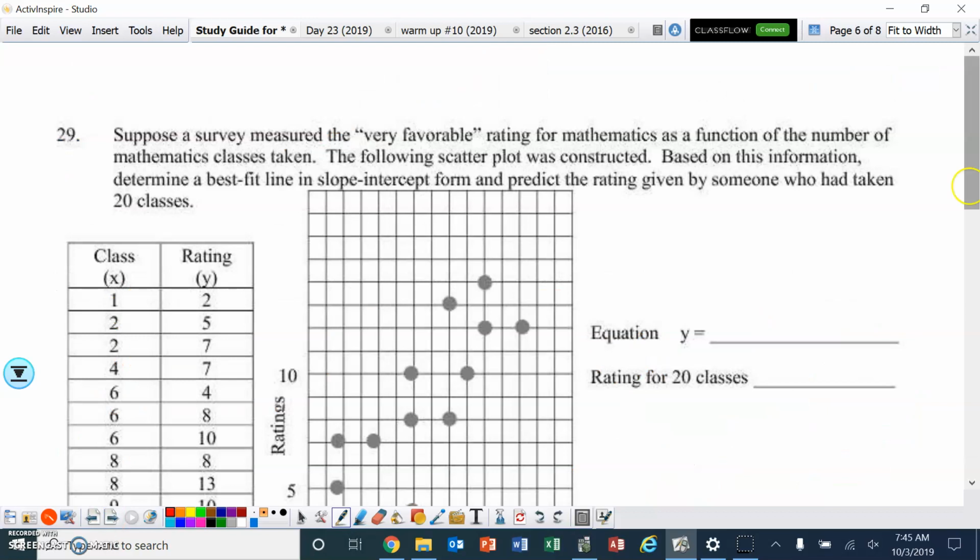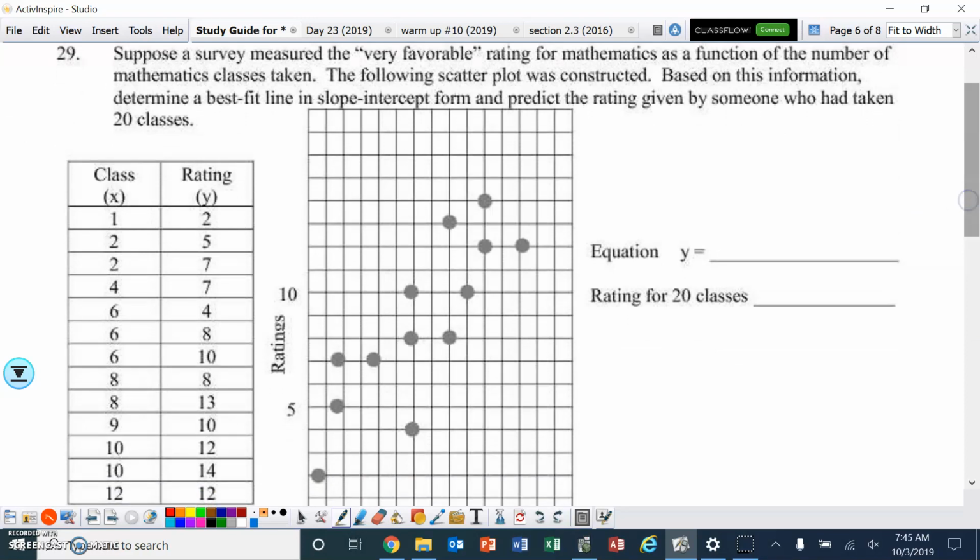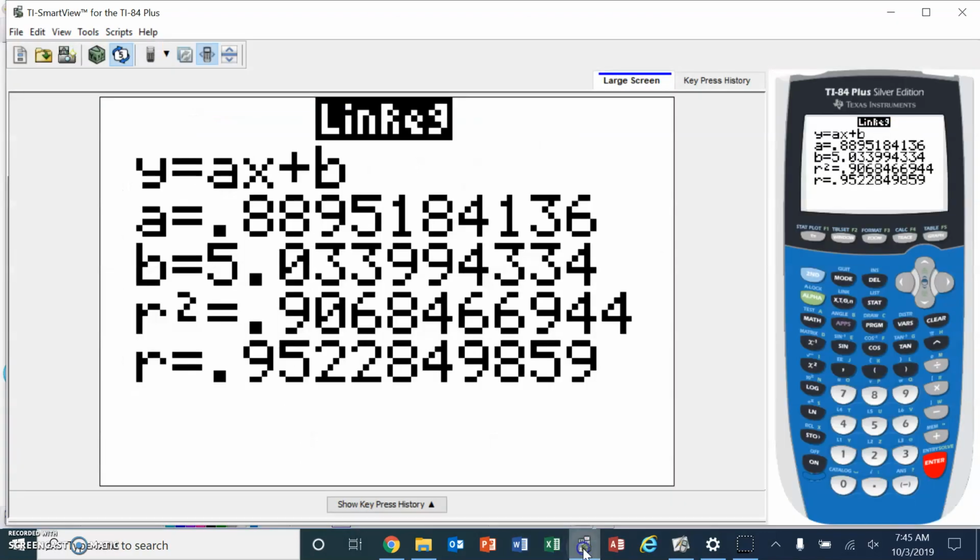All right, so here we're given a bunch of data. Suppose a survey measures the very favorable rating of mathematics as a function of the number of mathematics classes taken. The following scatter plot was constructed. Based on this information, determine the best fit line in slope-intercept form, and predict the rating given by someone who had taken 20 classes.